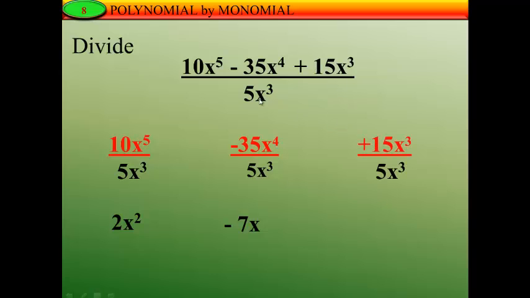15x cubed divided by 5x cubed. Positive 15 divided by 5 is 3, but x cubed over x cubed is equal to 1. So we will have here 3 times 1, or just equal to 3. So the answer is 2x squared minus 7x plus 3.